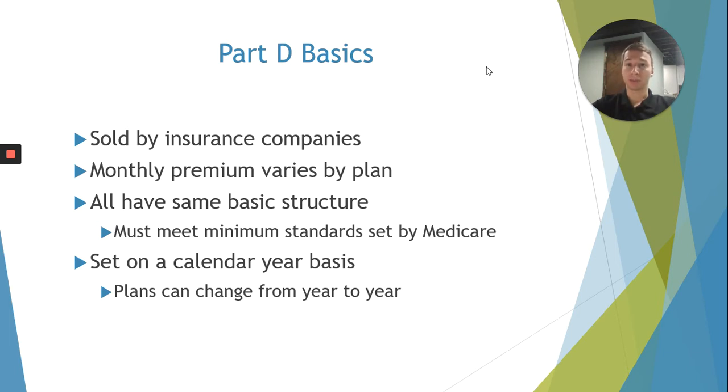So we're going to get started with the basics. Part D is Medicare's prescription drug program. Its plans are sold by insurance companies. Monthly premium can vary by plan, and they all must meet the same basic structure as far as the minimum guidelines. Medicare sets these guidelines and plans must be at least that good. They are set on a calendar year basis, so plans can change from year to year.